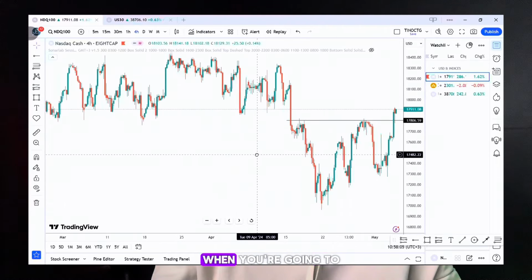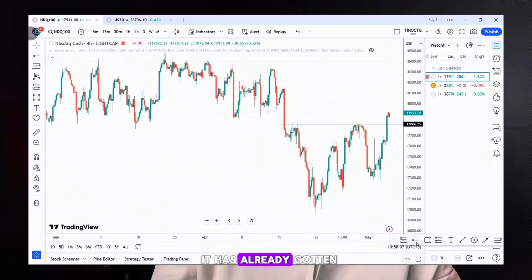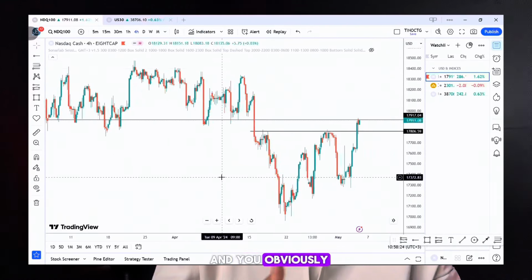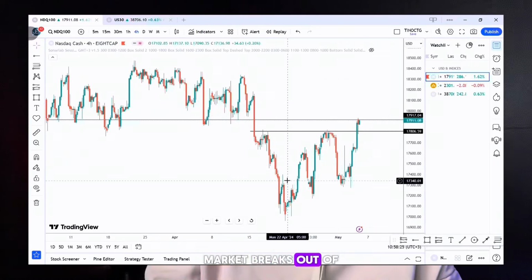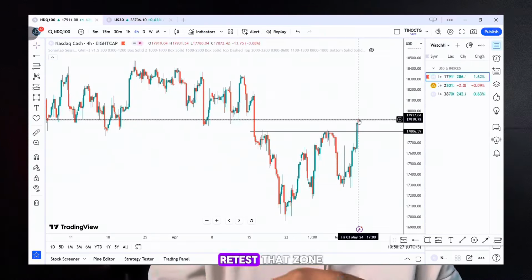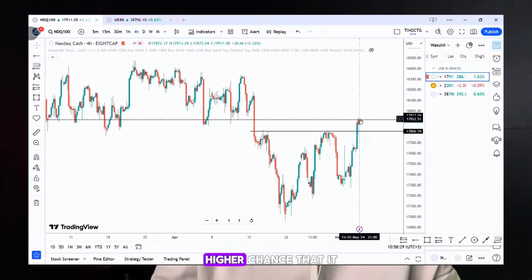Because you don't just go into the market without an idea of when you're going to exit, right? So obviously it has already gotten to our point of interest. You obviously know that if the market breaks out of a certain zone, it always has to retest that zone, and then there's a higher chance that it will reject at this zone and go down, or it will fail to reject and go up. So there are always going to be two possibilities, right? So that's what we're looking at in this zone.